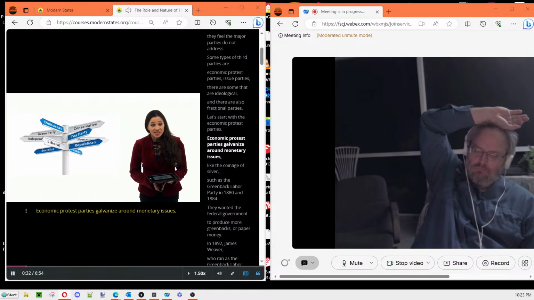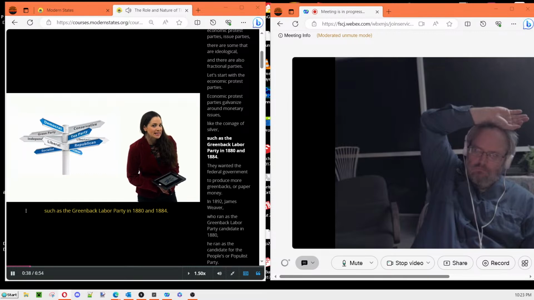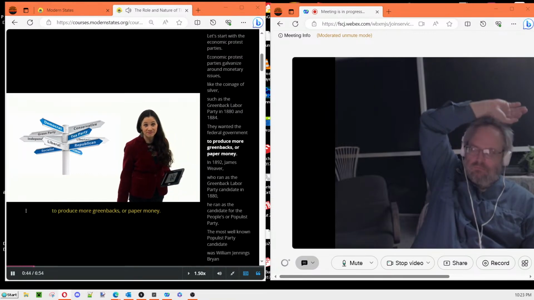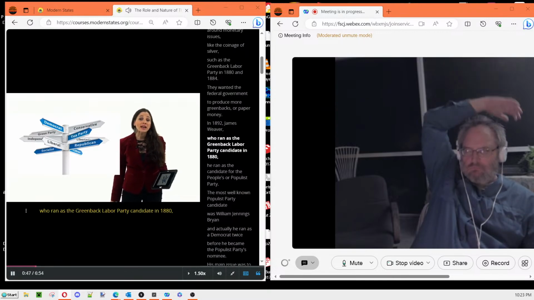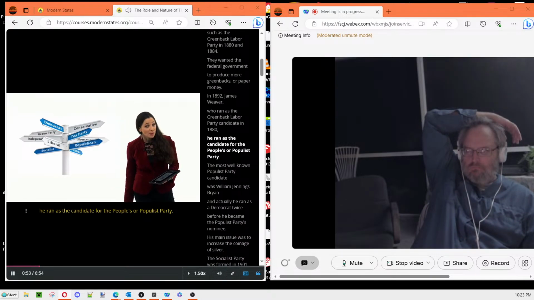Economic protest parties galvanize around monetary issues like the coinage of silver, such as the Greenback Labor Party in 1880 and 1884. They wanted the federal government to produce more greenbacks or paper money. In 1892, James Weaver, who ran as the Greenback Labor Party candidate in 1880, ran as the candidate for the People's or Populist Party.